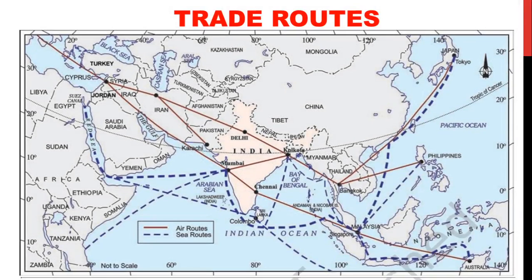Trade routes. Look at the map. Broken line shows the sea routes and red line shows the air routes. This shows how India is connected with the world.